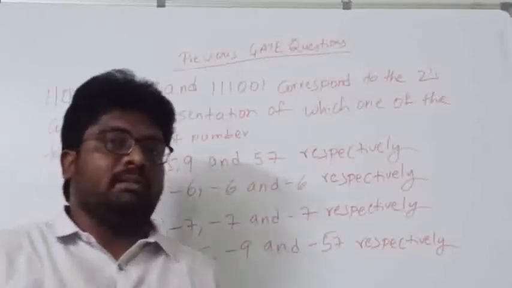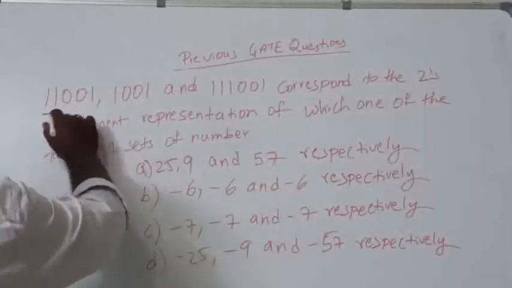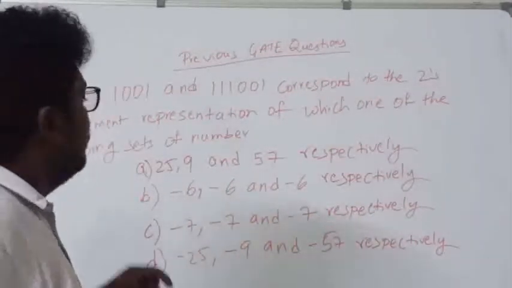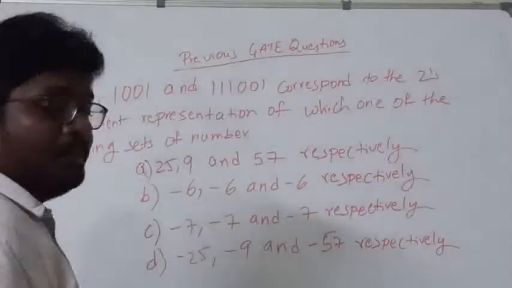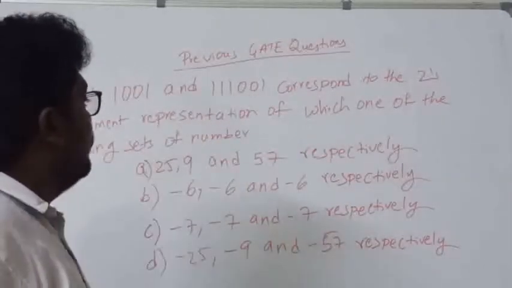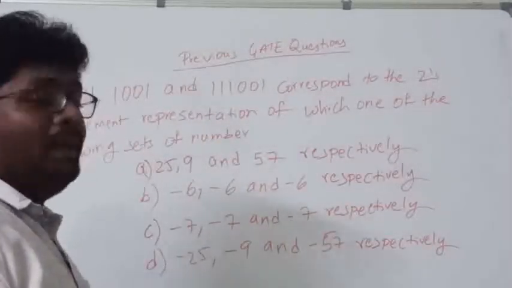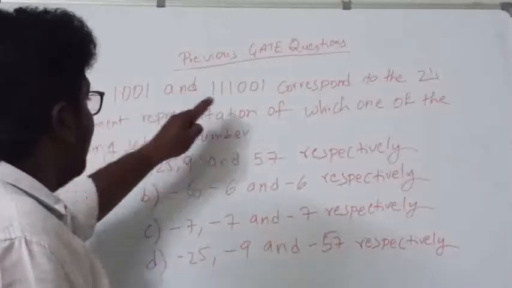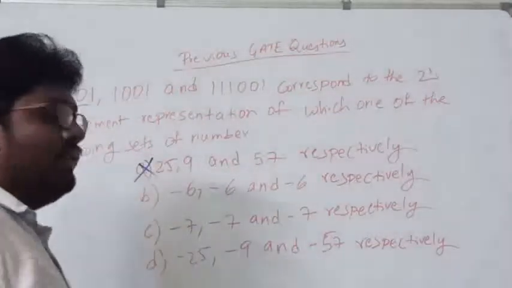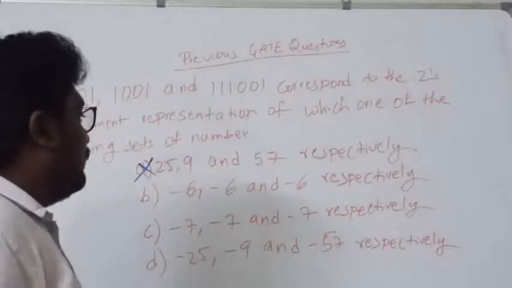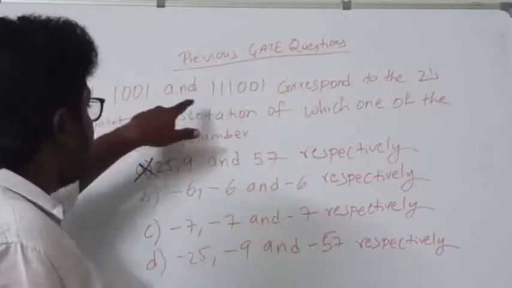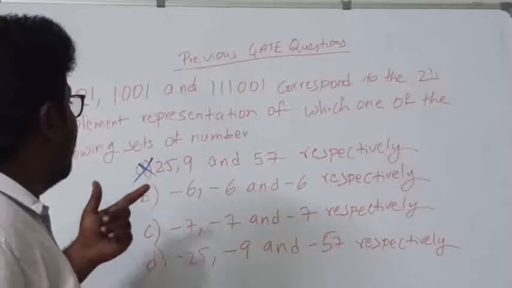Let's see, for 11001 the MSB is 1, so the number is a negative number. For 1001 the MSB is 1, so this number is also a negative number. 111001 also has MSB 1. So all the given three numbers are negative numbers. So then we can eliminate our first option. Why? Because here all the positive numbers have been given.